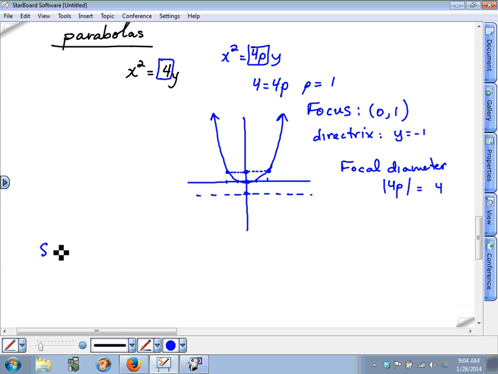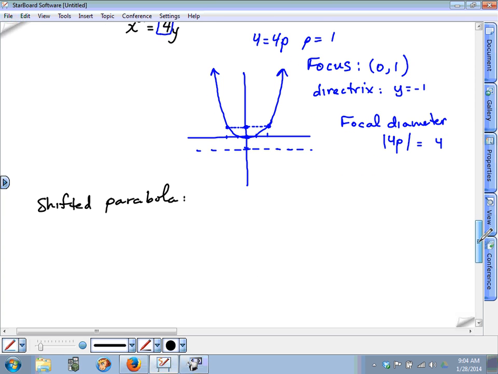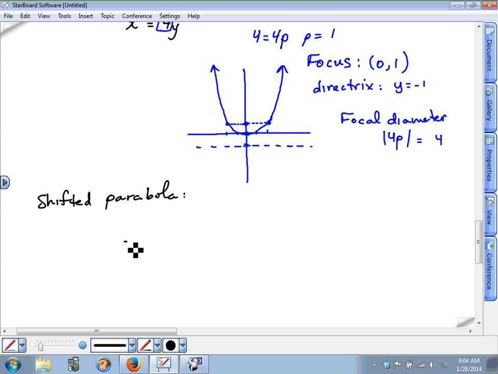Here's one that's shifted. Let's consider x squared minus 4x equals 8y minus 28.